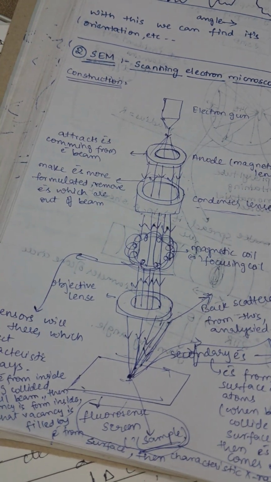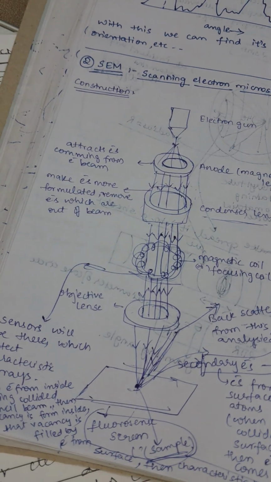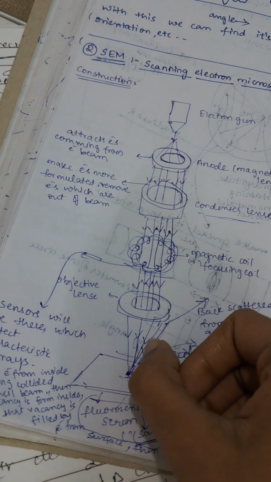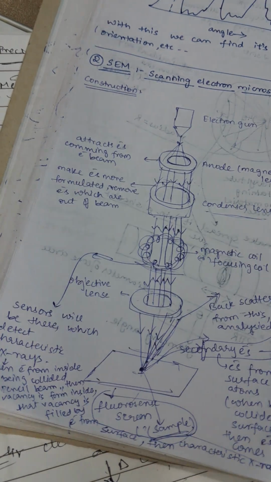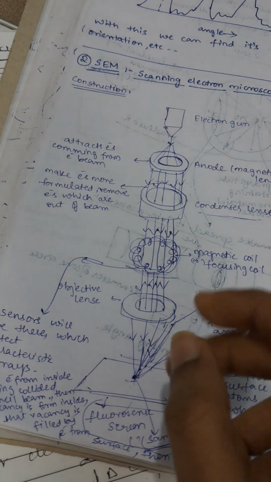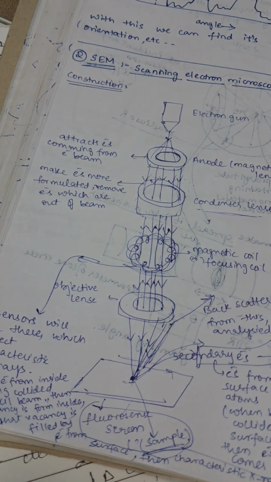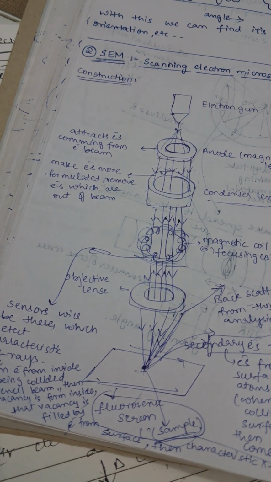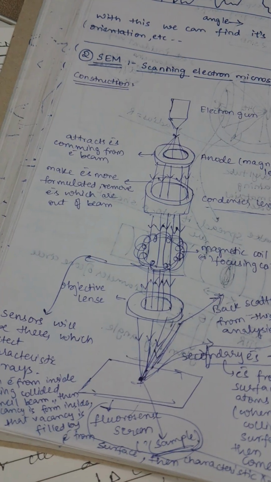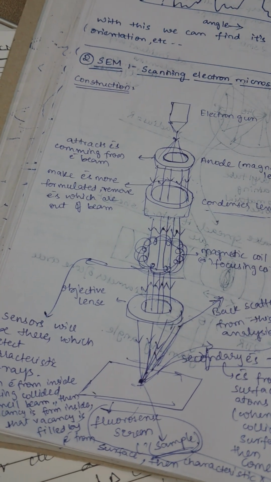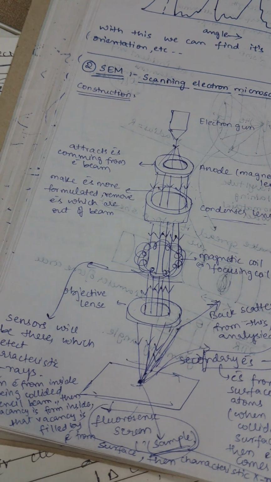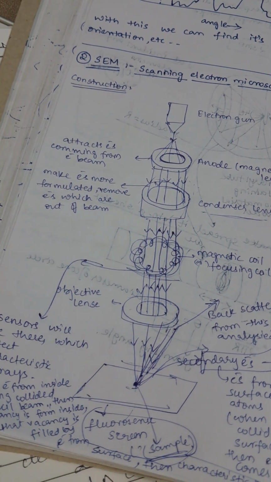The electrons which bounce away are known as backscattered electrons. These electrons come from the fine beam of electrons only. Second, if an electron collides with an atom inside the sample, then that atom is knocked out and comes out from the sample. Those are known as secondary electrons, which means they come from the sample.